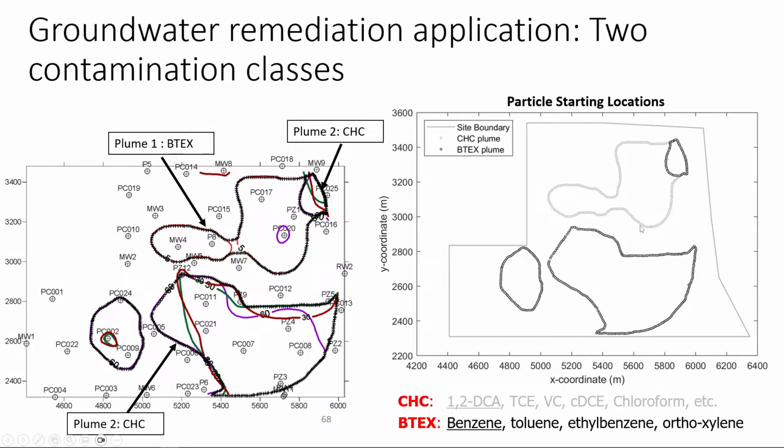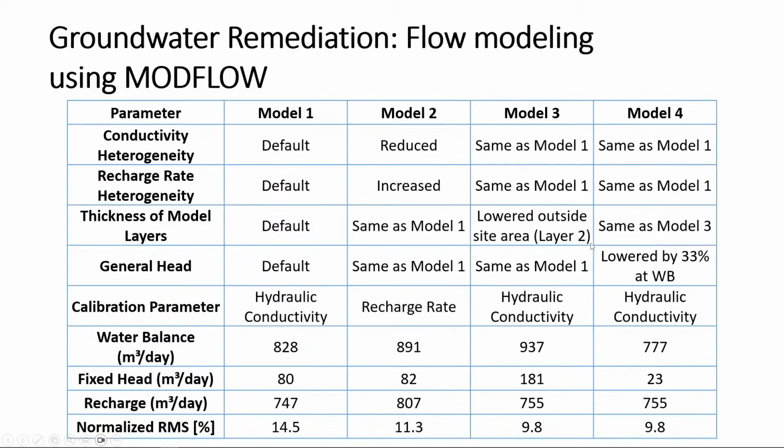But before we capture this plume, we first need to develop a flow model, a groundwater flow model. Again, this is not a hydrology class, so I will not go into a lot of detail on how to develop this groundwater flow model. But basically, we developed four different conceptual models, and we calibrated them. So these are some of the parameters that we use, how these models differ from one another. This is our calibration parameters.